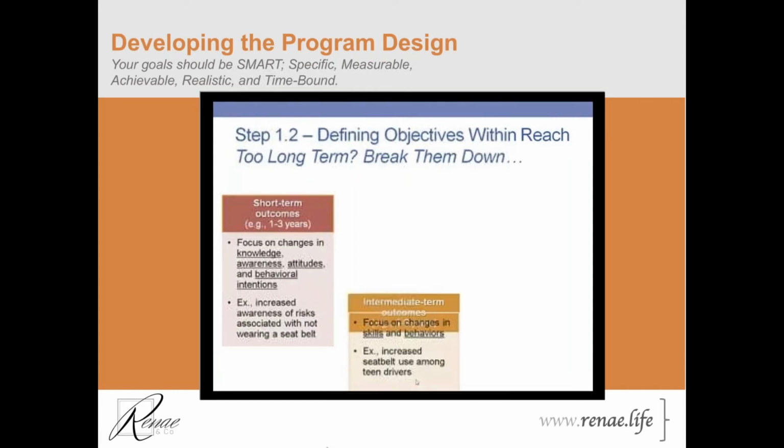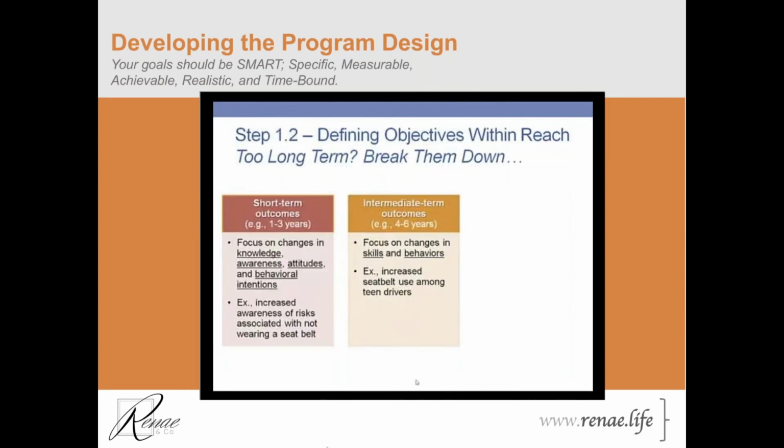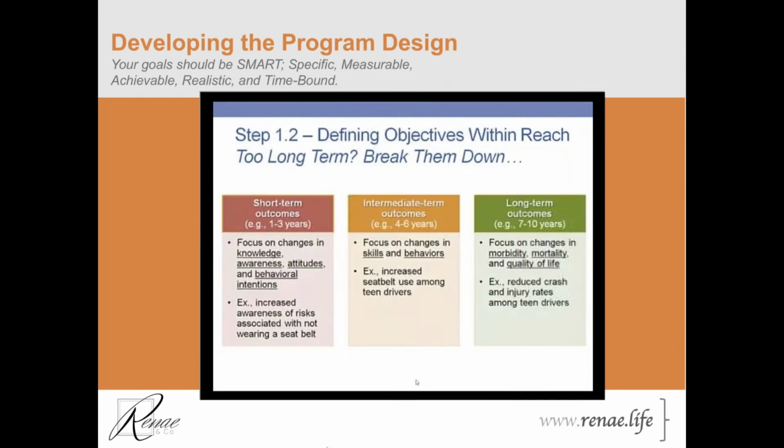But let's think a little bit bigger. Say we had 4 to 6 years that we were thinking about. In that case, we might want to think about the intermediate term outcomes. Intermediate term outcomes typically focus on changes in individuals' skills and behaviors, like increasing seatbelt use among teen drivers. Of course, big picture, we can also think about long-term outcomes. Long-term outcomes typically take place over a 7 to 10 year period. And long-term, we might be hoping to decrease morbidity, mortality, and increase quality of life in our given target population. So for example, reducing crash and injury rates among teen drivers.